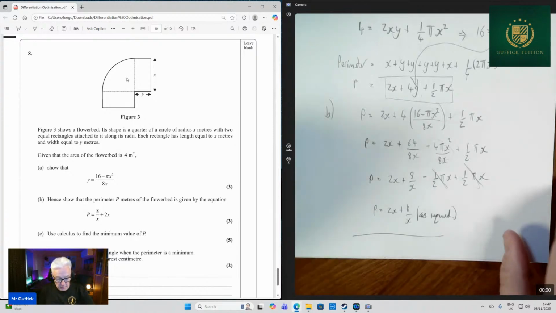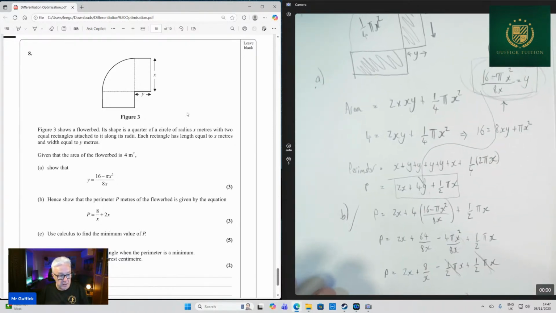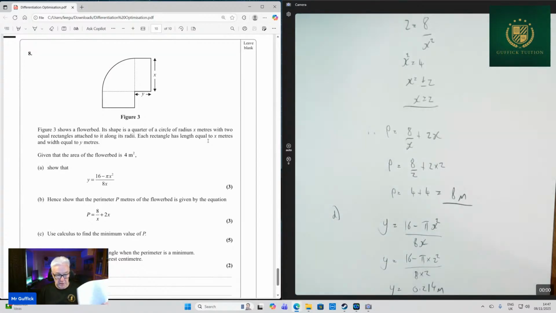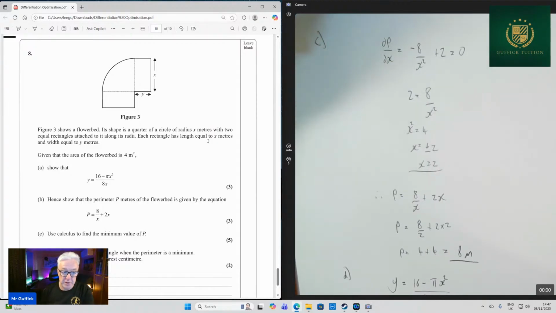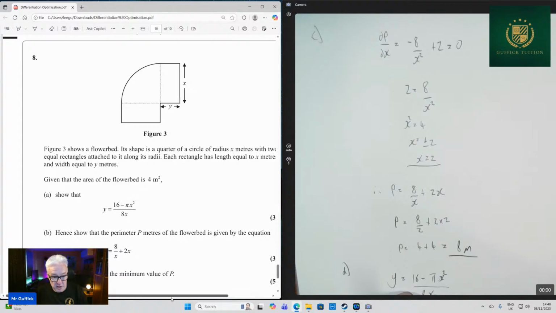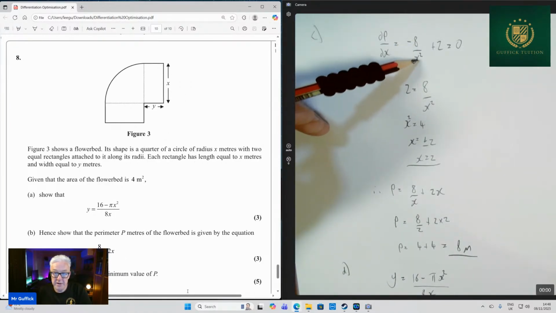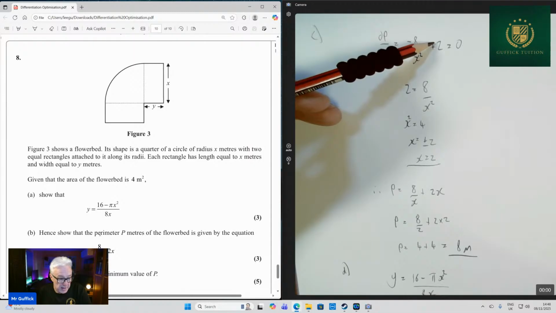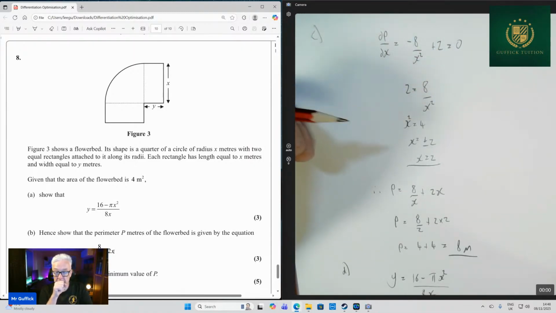So that's our part B done, okay, of this kind of differentiation optimization question. Part C, use calculus to find the minimum value of P. So again, we're going to differentiate it and we're going to set it equal to 0. So I found dP by dx, differentiate it, is going to equal minus 8 over x squared add 2, because it was 8 over x plus 2x. Set it equal to 0 and solve it for x.